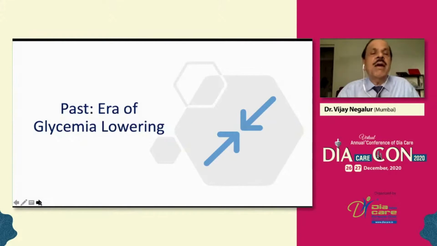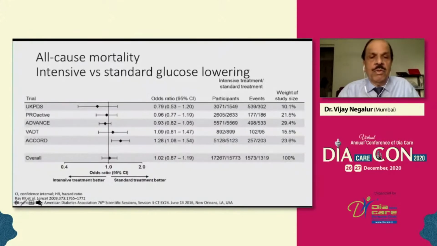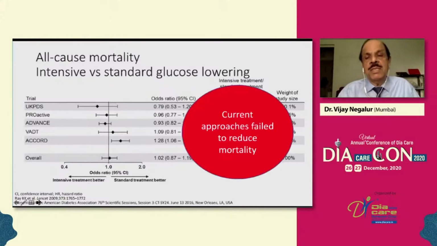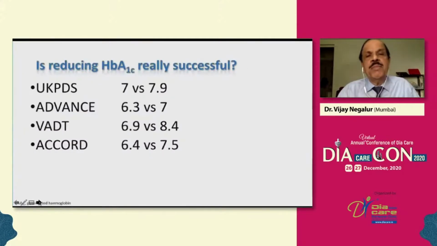So the past era was that of glycemic lowering therapy. And we have this all-cause mortality versus intensive therapy of glucose lowering. We saw that most of the studies did not show any benefit in terms of cardiovascular outcomes. So current approaches fail to reduce mortality in patients with diabetes. Take an example: you have UKPDS as the earlier one, then the ADVANCE, the VADT and ACCORD. Look at the VADT, 6.9 versus 8.4. This can never be taken as a good way of doing a trial.